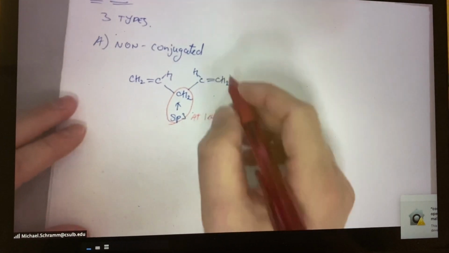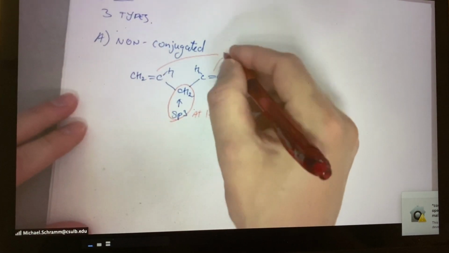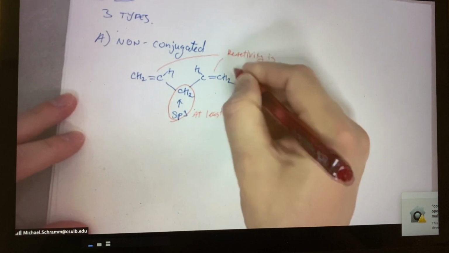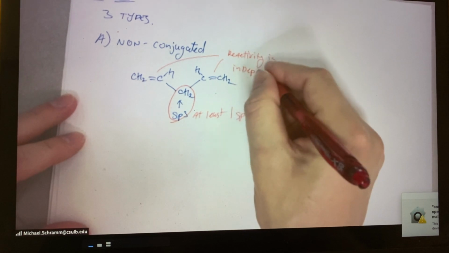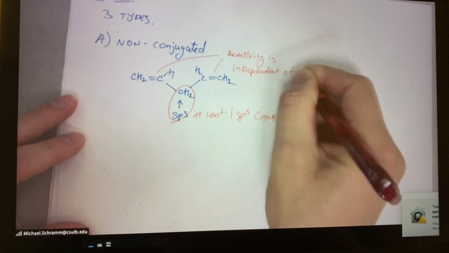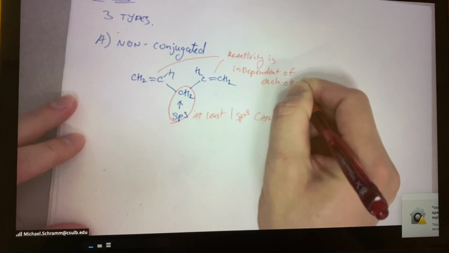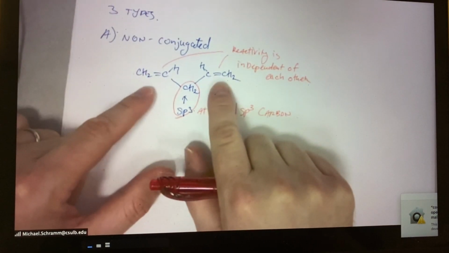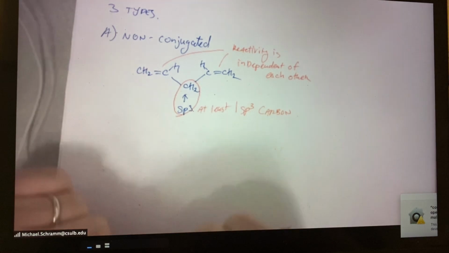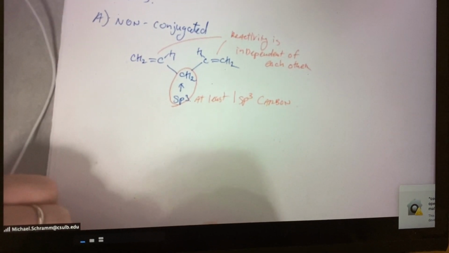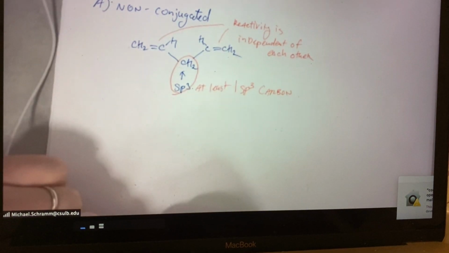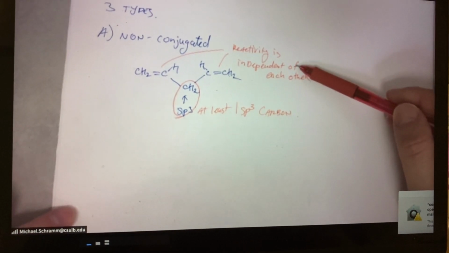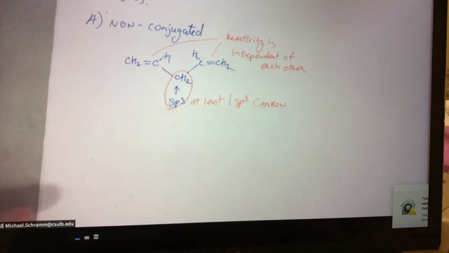The key thing about non-conjugated dienes is that this alkene and this alkene, that reactivity is independent of one another. Let's say that reactivity is independent of each other. These 2 alkenes react in all the exact same ways that a regular alkene would react. So reactivity is independent of each other. These things just react as independent alkenes. Maybe that's another way to state this in your notes if you wanted to: that reactivity is exactly the same as 2 alkenes.